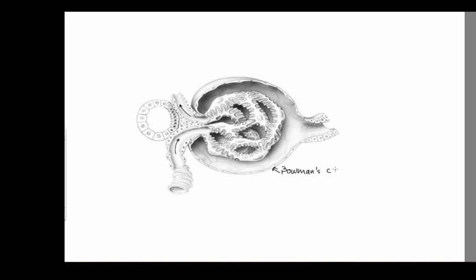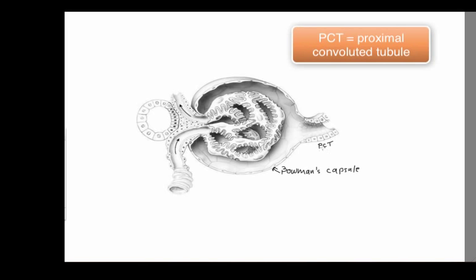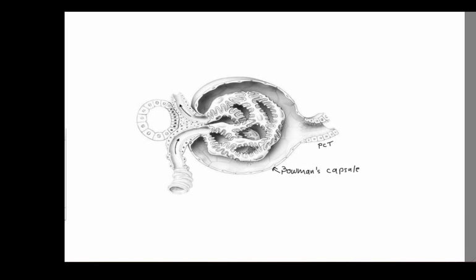And the Bowman's capsule leads to the next part of the nephron, which is the proximal convoluted tubule. So these cells here are the first cells of the proximal convoluted tubule, or the PCT. So these are part of the nephron itself.